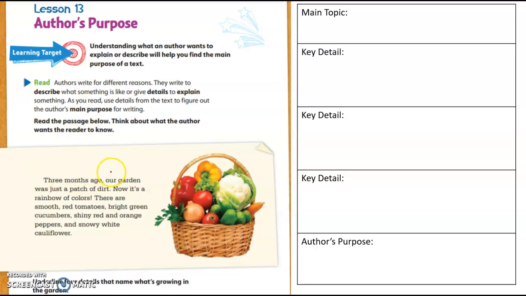Three months ago, our garden was just a patch of dirt. Now it's a rainbow of colors. There are smooth red tomatoes, bright green cucumbers, shiny red and orange peppers, and snowy white cauliflower. Before we talk about the reason the author wrote this passage, I want you to take a second and identify the main topic. Remember, the main topic is what the text is all about.